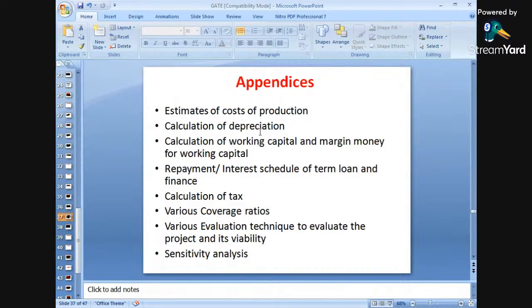Working capital and the margin money for working capital, repayments, interest, calculations of taxes. Various taxes will also be borne. Taxes again will be considered.